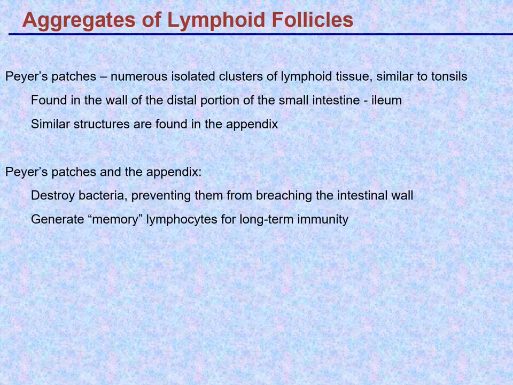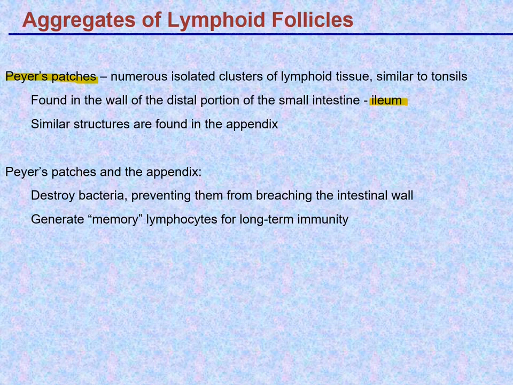Another example are the Peyer's patches. I told you, found in the gastrointestinal tract, particularly in the ileum. Similar structure to the appendix, except there's absolutely no capsule at all, but similar in structure with follicles, and they act to destroy bacteria that are locally dividing.